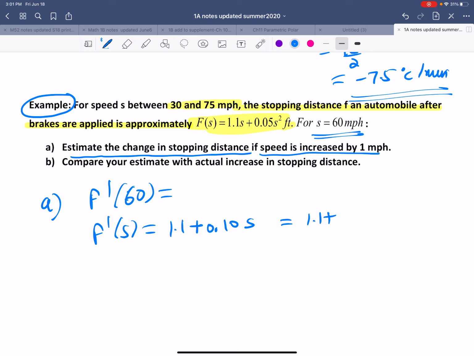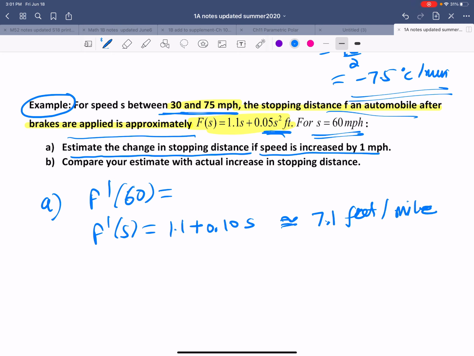And what's going to be the units here? The units would be 7.1 feet per mile. That's the stopping distance per mile. This distance is in feet. So approximately 7.1 feet per mile. That's the rate at which stopping distance is increasing if you increase the speed. If you're going faster, it's going to take you longer to stop.